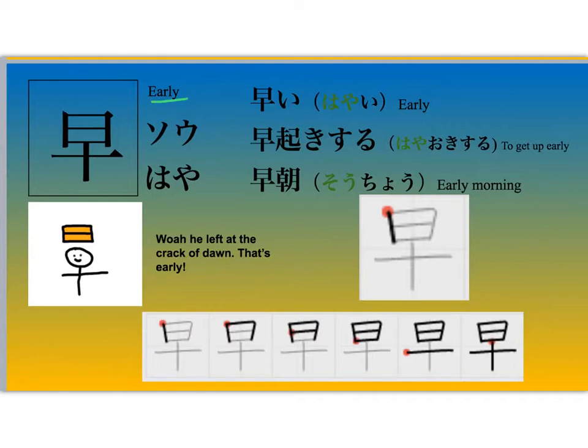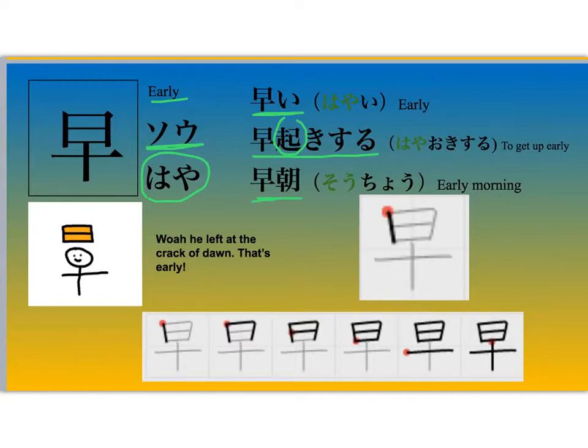This is also a very easy kanji. It means early. The onyomi, the Chinese reading, is so. The kunyomi, the Japanese reading, is haya, so it makes hayai. And then you have haya okiru. This kanji is, I believe, on the next slide.